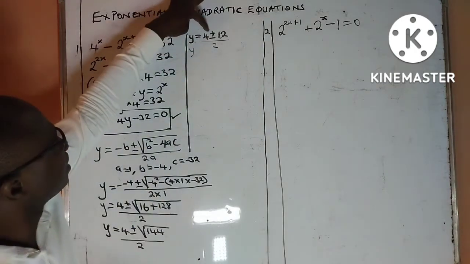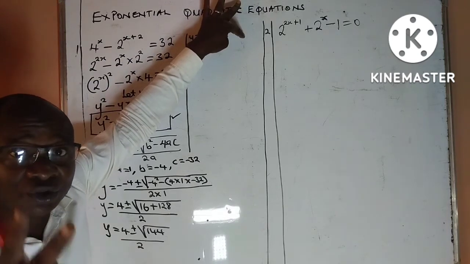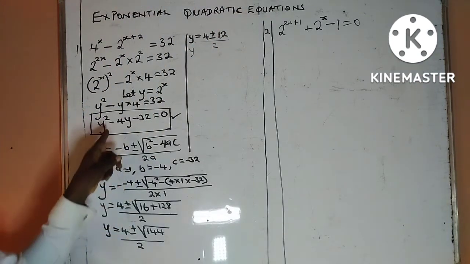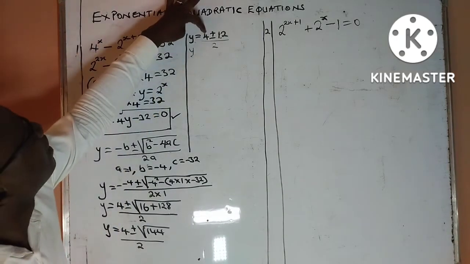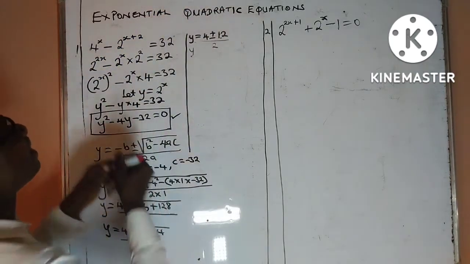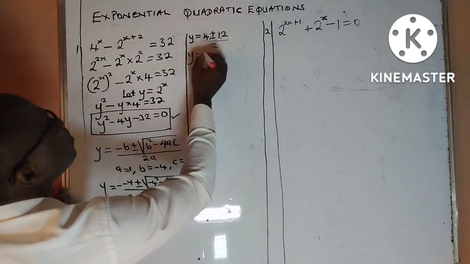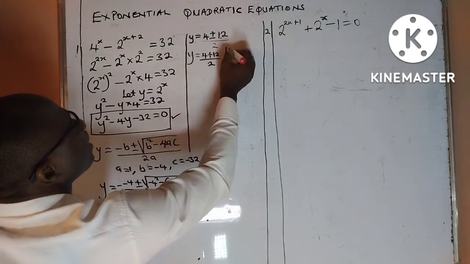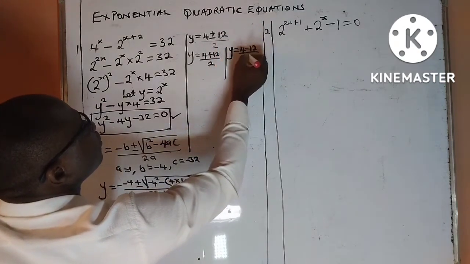How? I will take plus to get the first answer. Of course, there will be two answers for y, because y is quadratic here. Y is raised to the power 2. So, I will take 4 plus 12 over 2 to get the first answer. I will do the same thing to get the second answer. So, y is equal to 4 plus 12 over 2. I will do it again. y is equal to 4 minus 12 over 2.